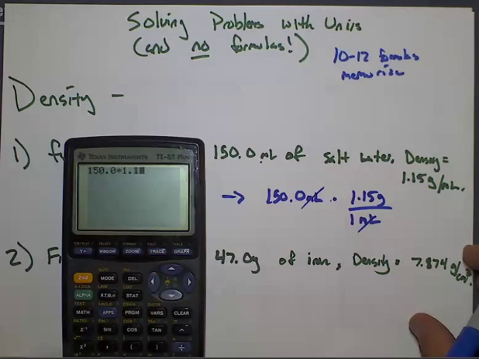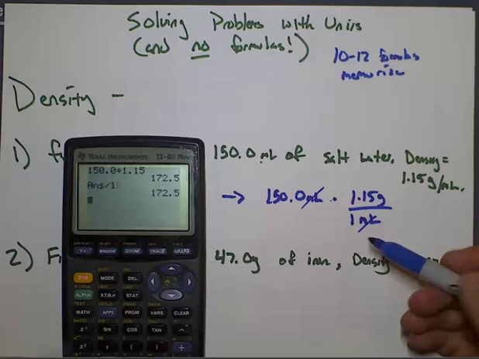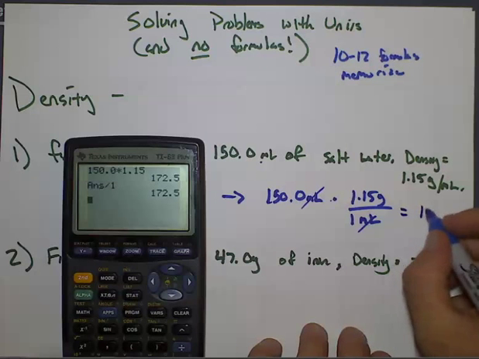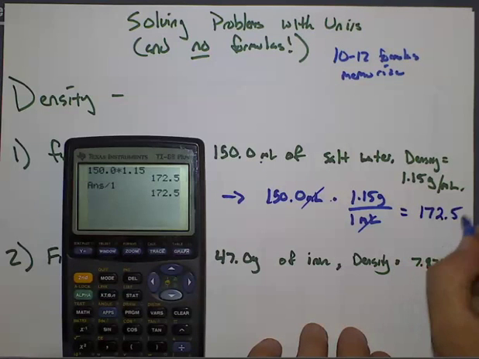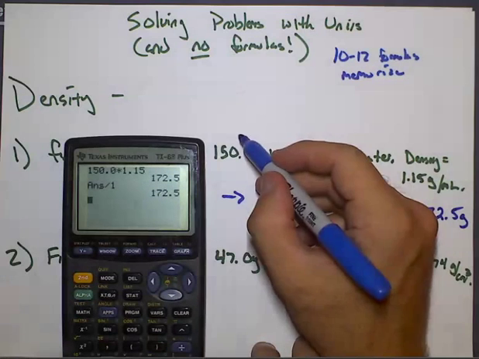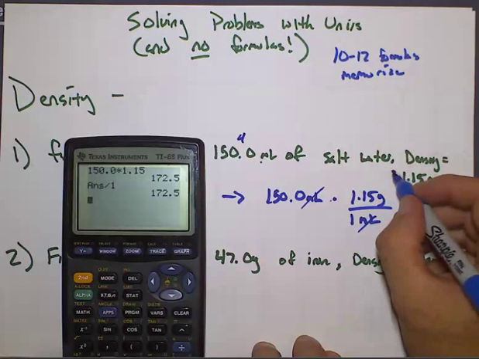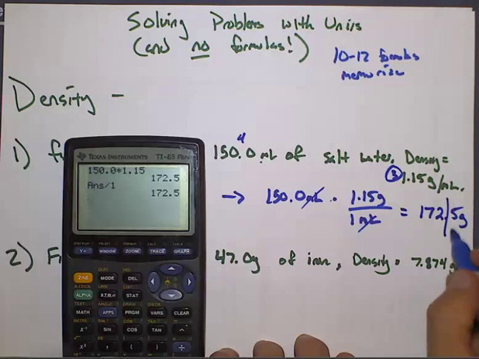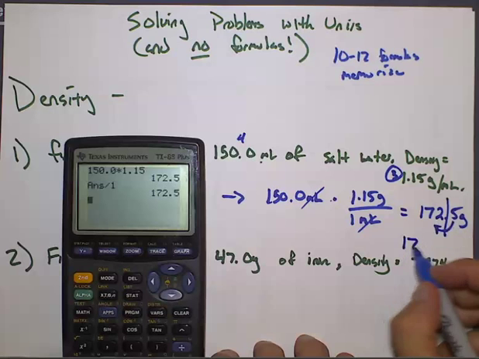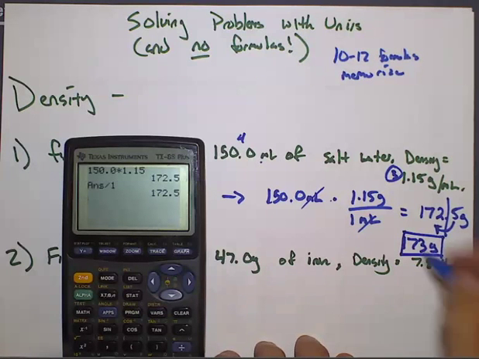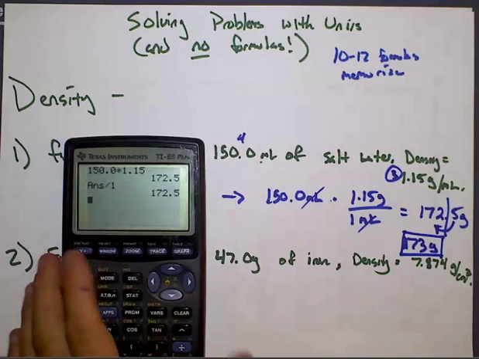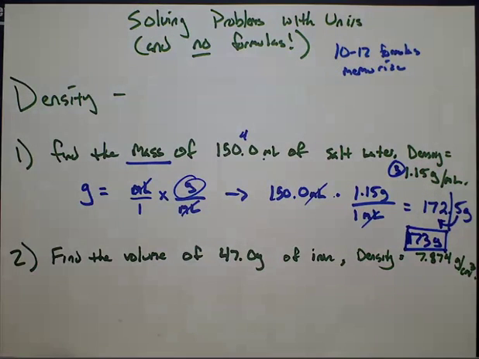Let's solve the math. 150.0 times 1.15 divided by 1, you get 172.5 grams. Now, we have 4 sig figs here and 3 sig figs here, which means we have to cut off to 3, which gives me an answer of 173 grams. There we go, 173 grams.